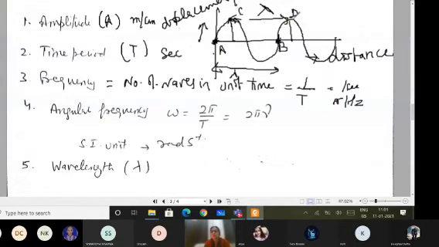The common definition is the distance between two consecutive points which are in the same phase of vibration, and that is termed as wavelength. Of course it is denoted by lambda, and being a distance, it is again measured in meter or centimeter. The SI unit will be meter.